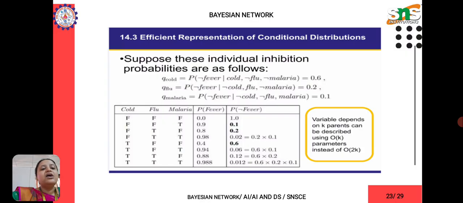Now see this ratio. Calculate the probability of fever. For fever, you should have cold as negation, flu as negation and malaria as negation. That probability you will get as 1. In the same way you get the other values: cold should be false, flu should be false, malaria should be true, and for that you will get the value 0.9. The negation of this will be 1 minus 0.9, that is 0.1. This is how you calculate the different values.